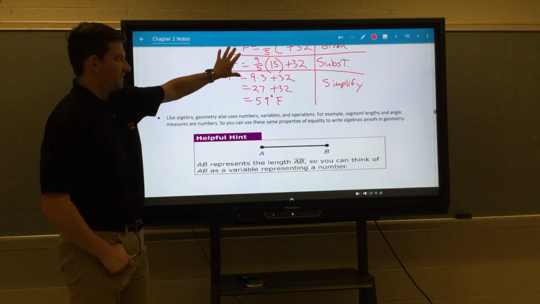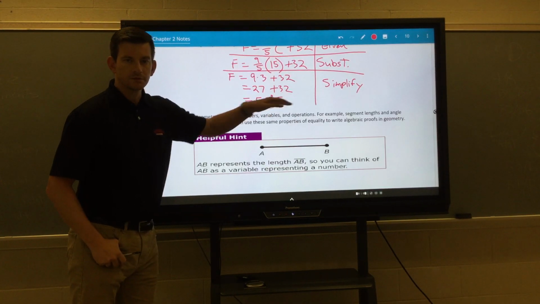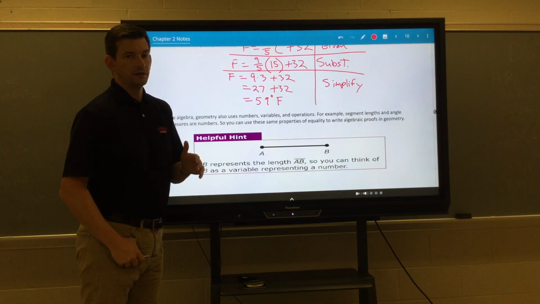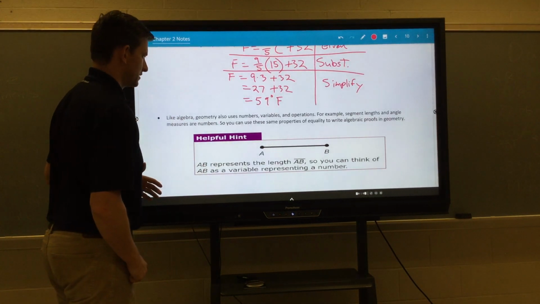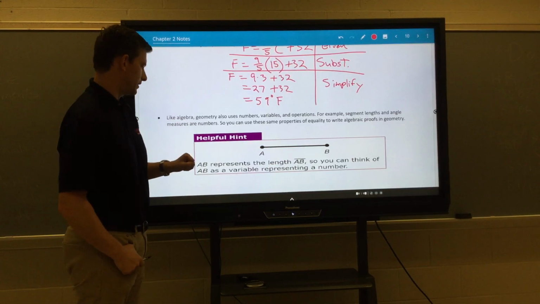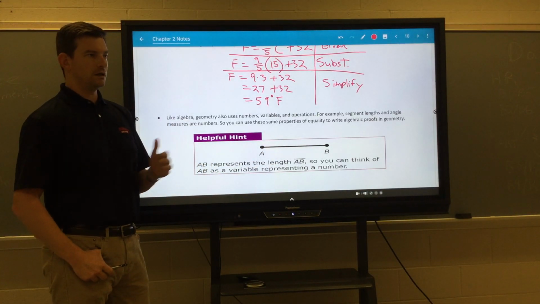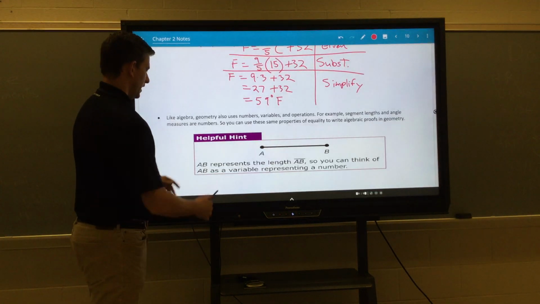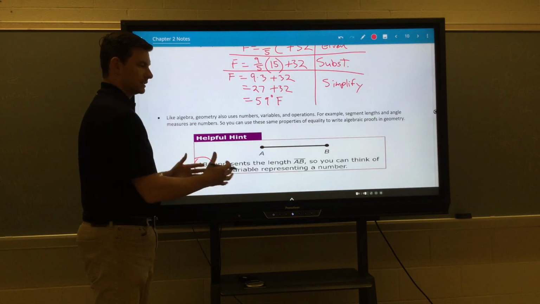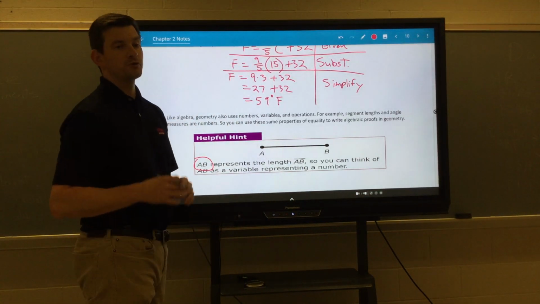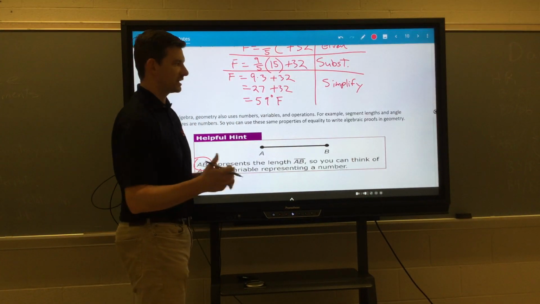Now, these are very algebraic problems. This is algebraic proof, but you can do an algebraic proof in a geometry context. So one thing to remember here is a little bit about the notation. We talked about this in the beginning of the year. AB by itself represents a length. AB with this little segment bar on top represents the object itself, the segment itself.